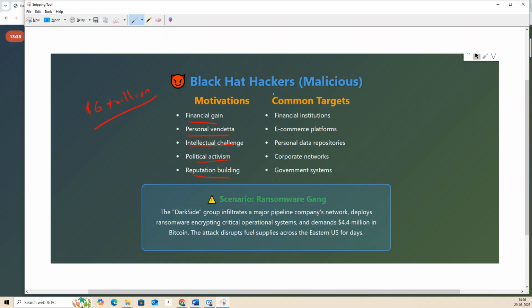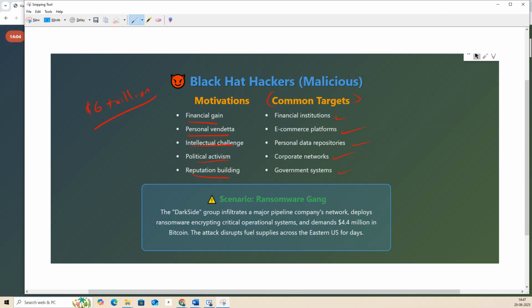Who do they target? What are the common targets? Financial institutions, because that's where the money is. E-commerce platforms with stored credit card data, personal data repositories. Your personal information is worth money. Corporate networks for industry espionage, and government systems for state secrets or to cause potential disruptions.